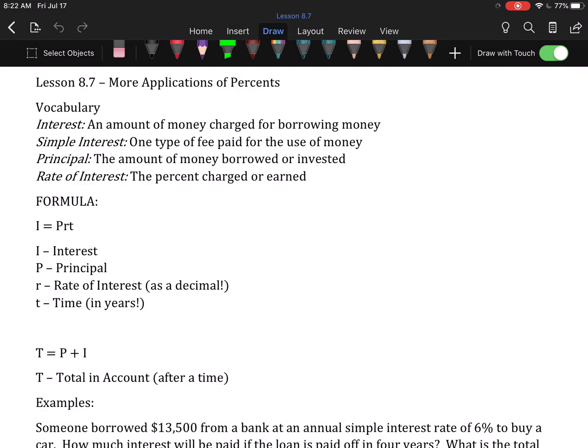Principal is not Mrs. Spencer. It's the amount of money borrowed or invested. It's a starting amount of money. And rate of interest is the percent that'll be charged or earned.